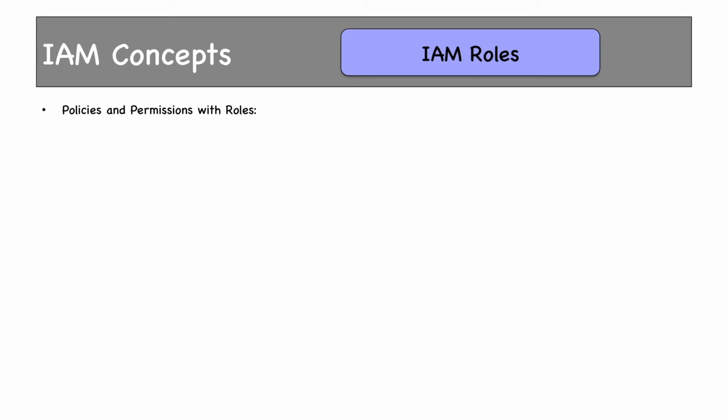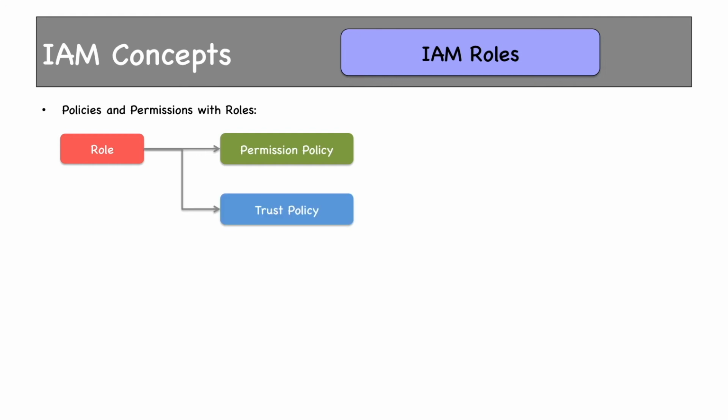Every role has two different types of policies or permissions attached. This is our role. The first policy is the permission policy, which we have been talking about so far. All policies that we have worked on or talked about till now were permission policies. One additional policy called trust policy is also attached to a role. Trust policy is needed only for roles.